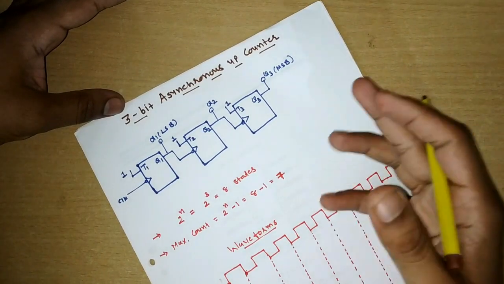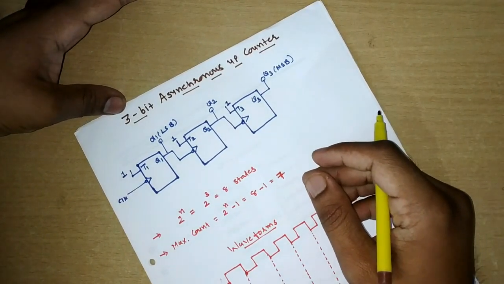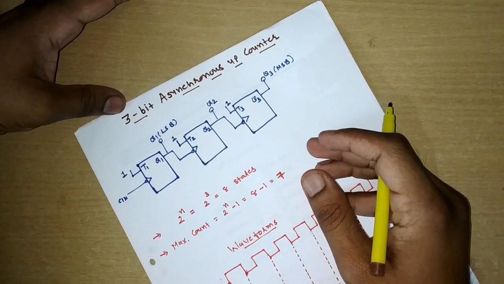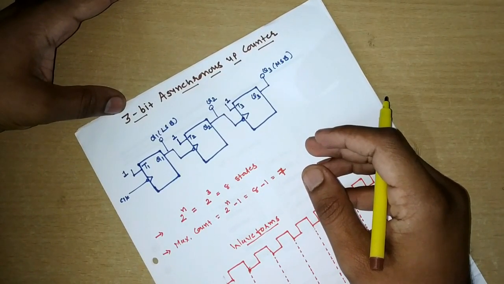Hello friends, let us see how asynchronous counter works. Normally there are two types of counter. One is asynchronous counter, another is synchronous counter.